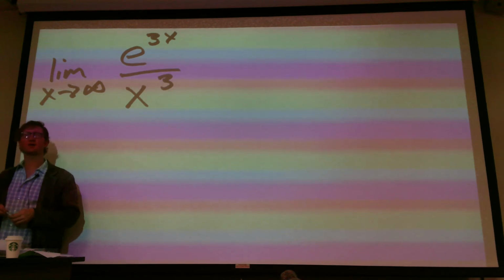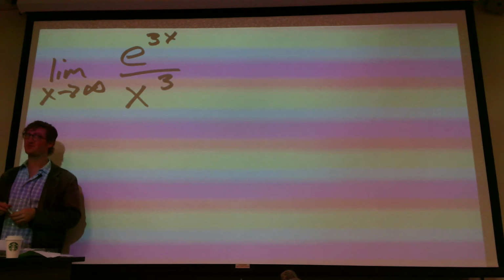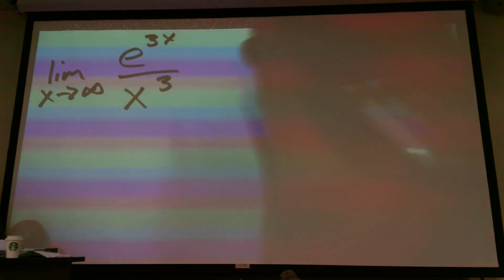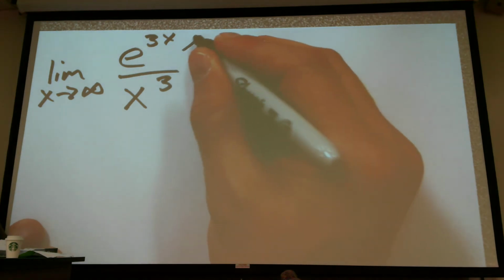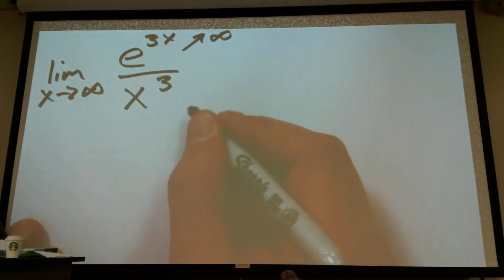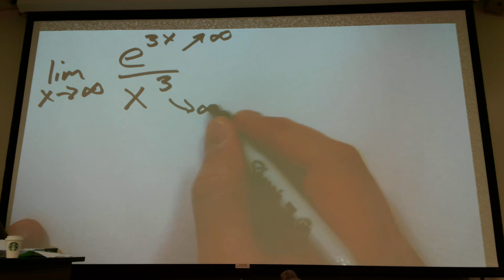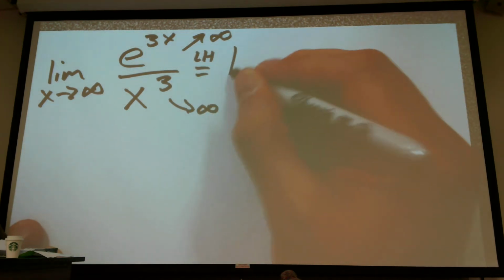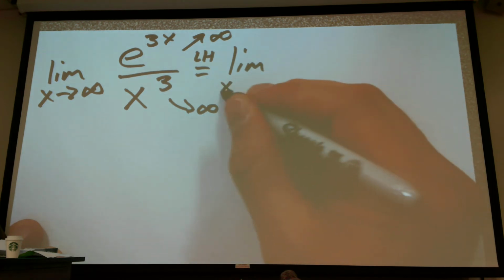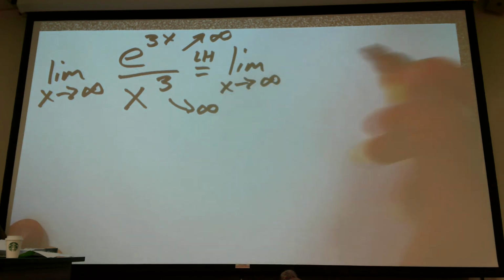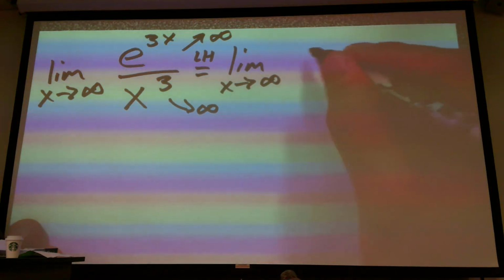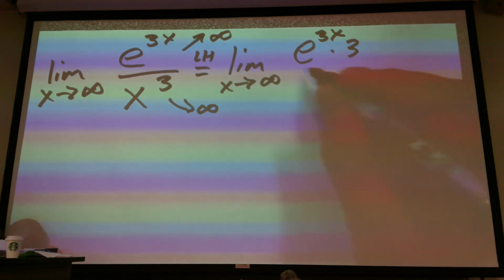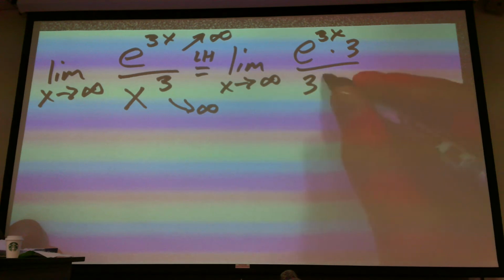And we're going to evaluate it using L'Hopital's rule, but we're going to have to use L'Hopital's rule several times. So I can say this is headed towards infinity. This is headed towards infinity. I'm going to apply L'Hopital's rule. And so that's going to be the limit as x tends towards infinity of e to the 3x times 3, then divided by 3x squared.